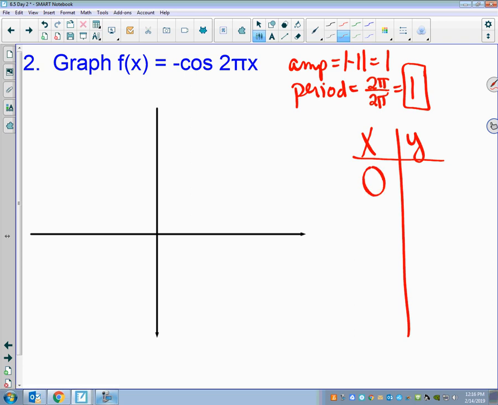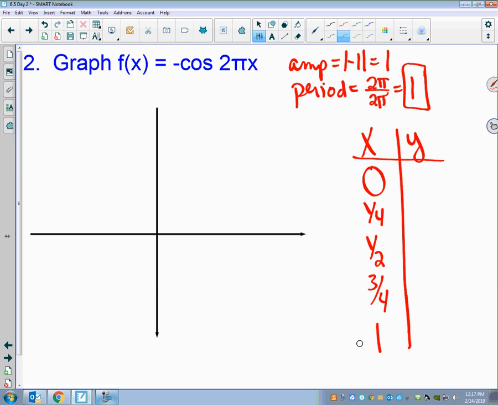So if this is your period and there's no phase shift, we always start at 0, or you start at your phase shift, and we end at the period, which is 1. And if I want to take my 5 key points, I'm going to take halfway in between, which is 1/2, and then halfway in between 1/2 and 1 would be 3/4. Or if you add these two together, you always get that one. This becomes really important. This is how you get your points.